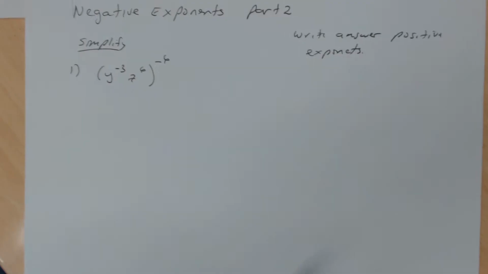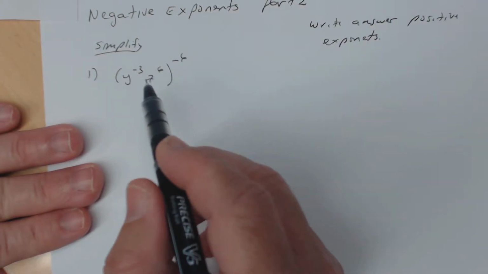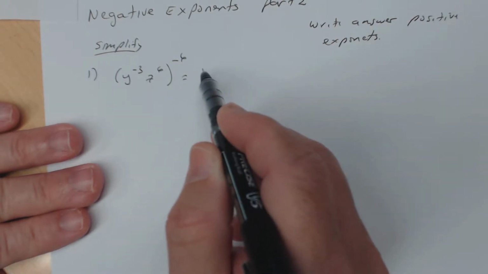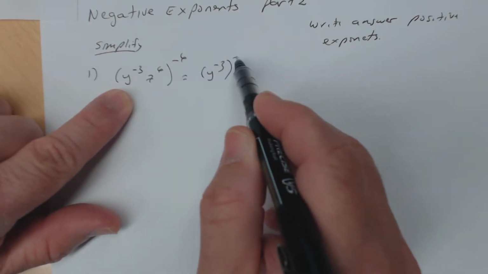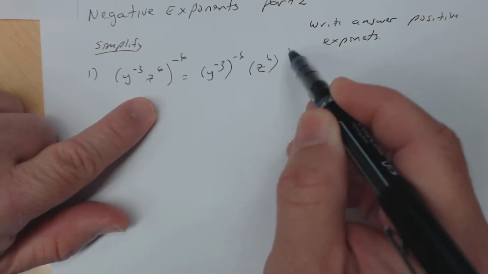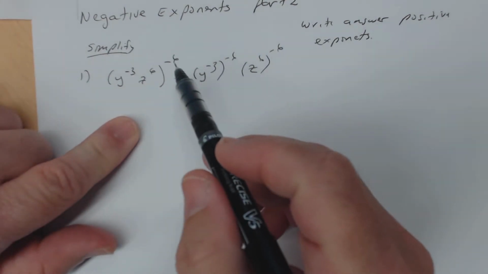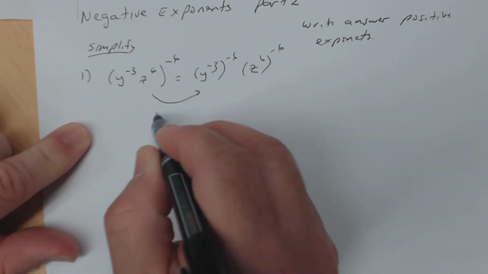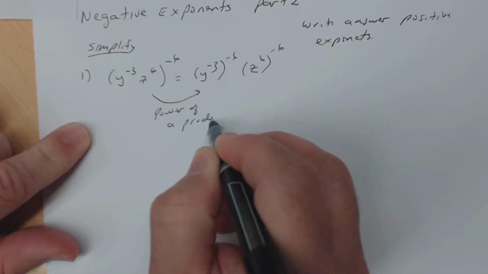All right, so the first thing you need to do, without doing this in your head, don't do this mentally, you could mess up. Just write it out. You have y to the negative third, and that's being raised to the negative 6 power. You also have z to the 6, and that's being raised to the negative 6 power. So you just used the power of a product. Going from here to here is the power of a product.